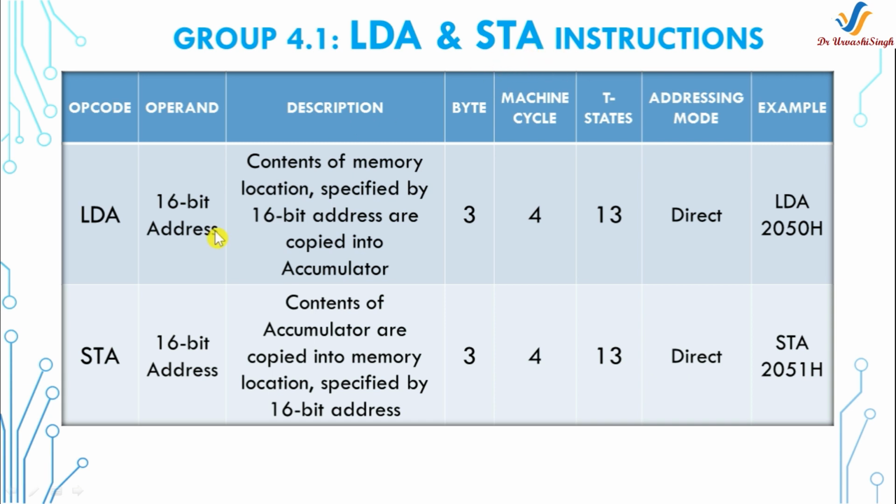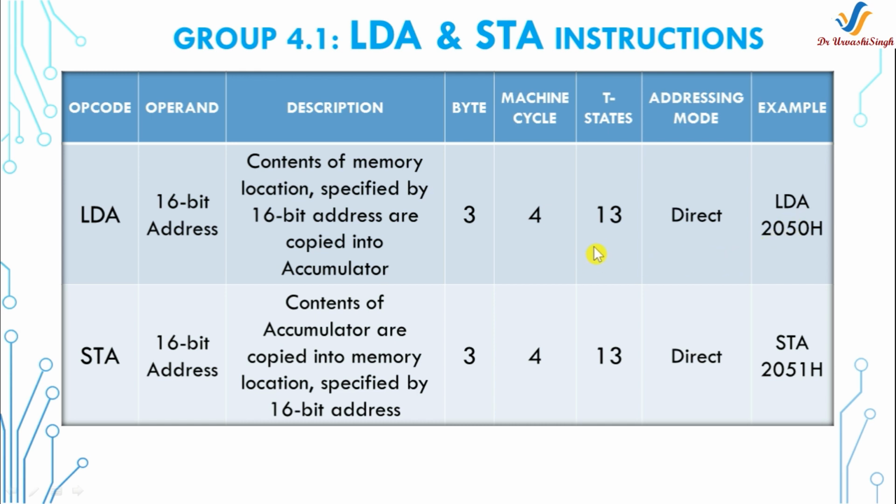Now let's see the first instruction, LDA 16-bit address. The address is directly given in the instruction, so the addressing technique will be the direct addressing technique. Let us understand this instruction with an example. LDA 2050 hex. In this instruction, the contents of this address will be directly copied into the accumulator.